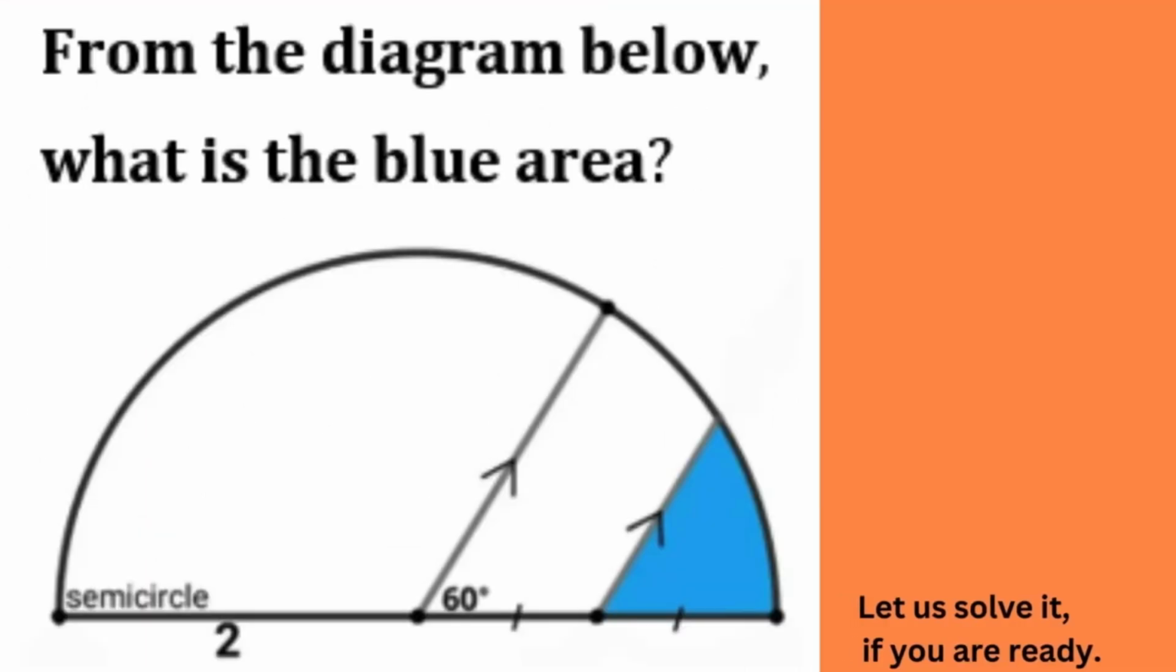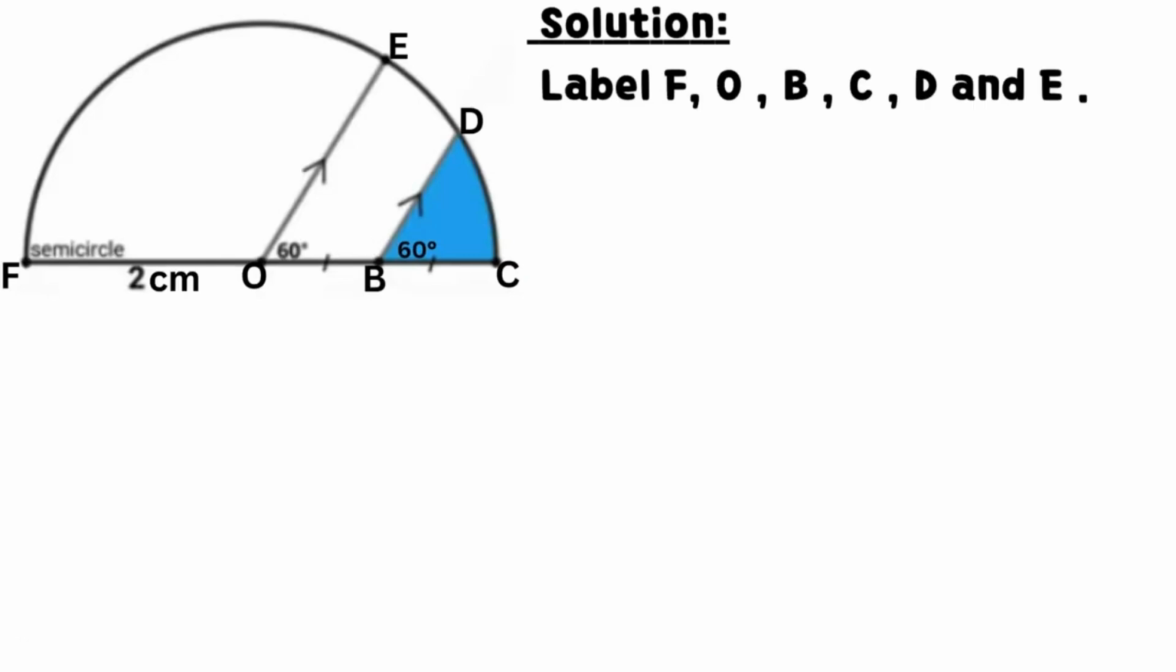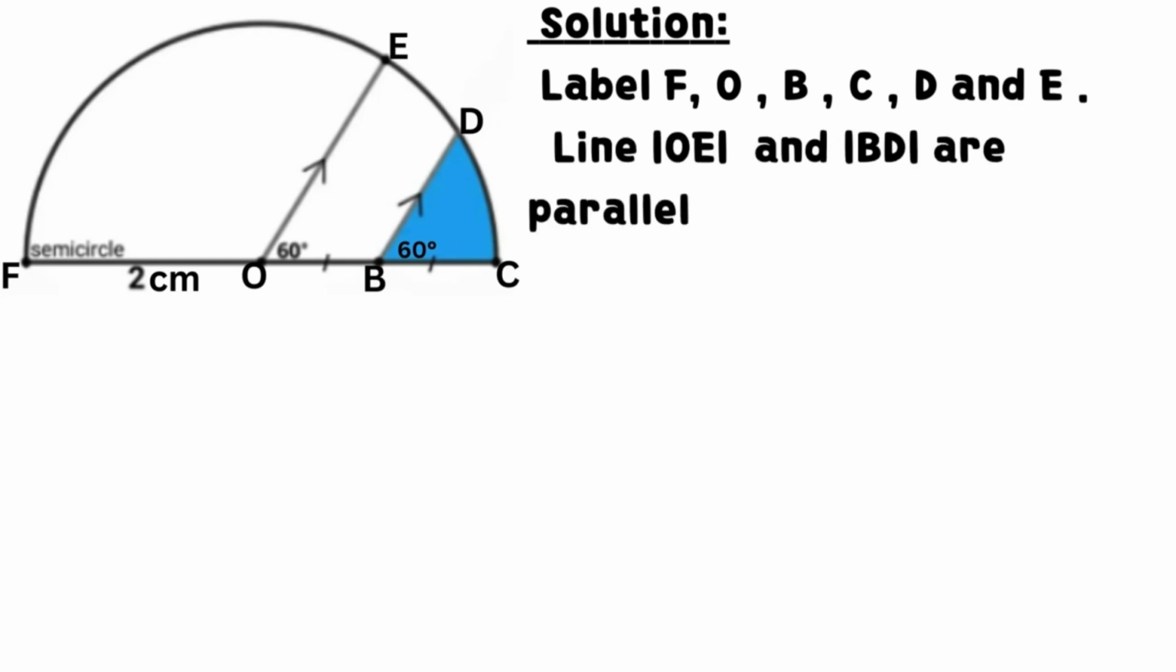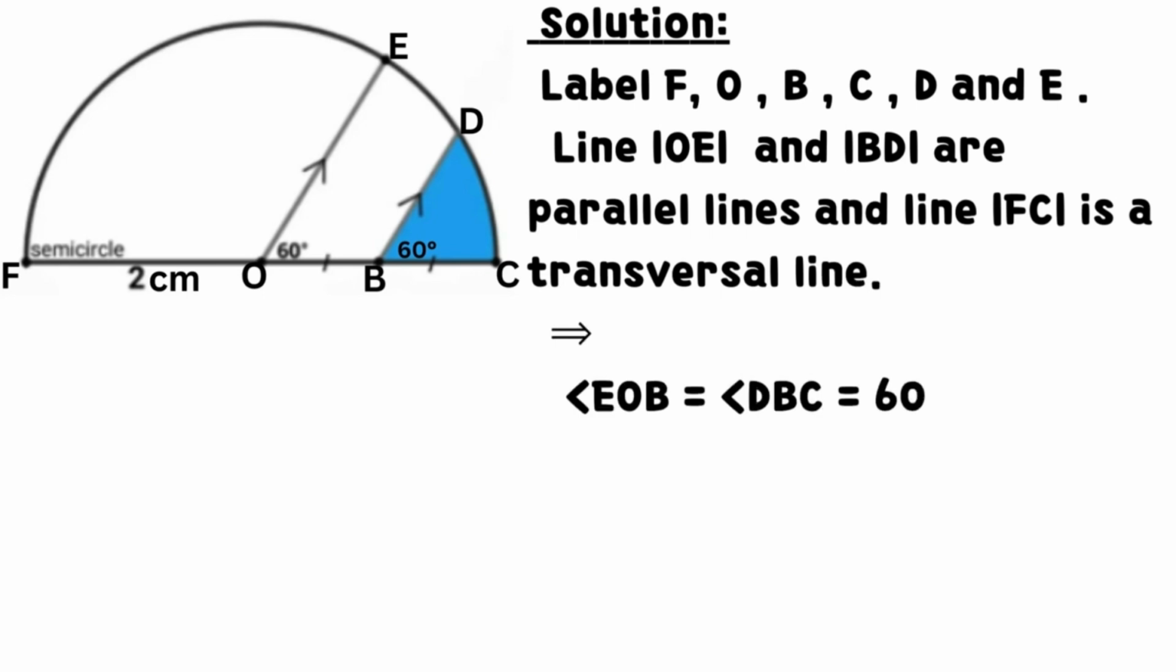From the figure below, what is the area of the blue region? Label F, O, B, C, D, and E. Line OE and line BD are parallel lines, and line FC is a transversal line.